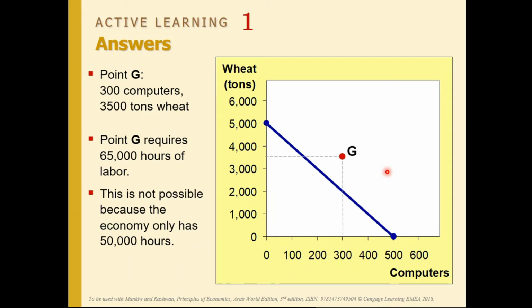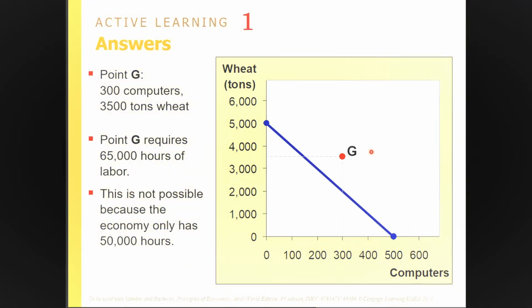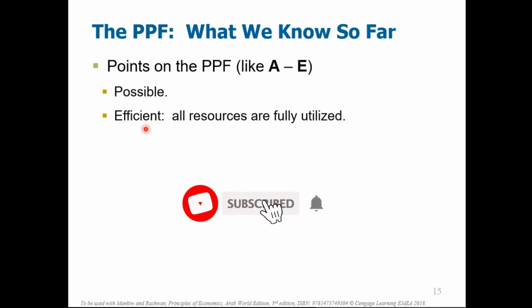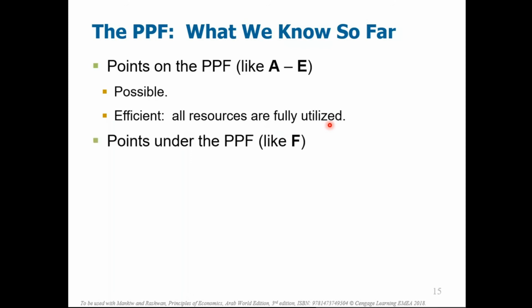So in order to increase the productivity of any country, it is better to improve the technology of the economy. What we know so far about this graph is that any point on the slope from point A to point B is possible. And we call them efficient. What do you mean by efficient? That we use all the resources. All resources are fully utilized.